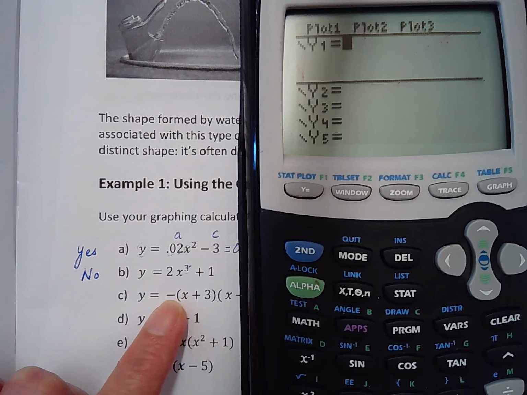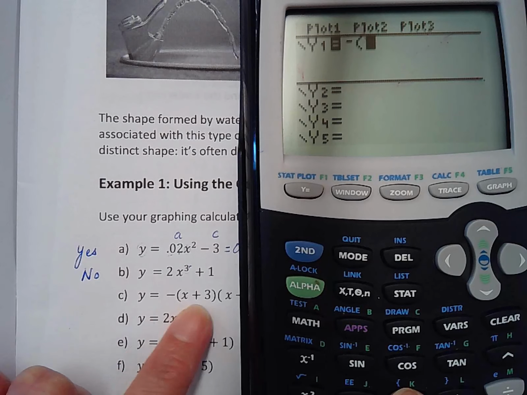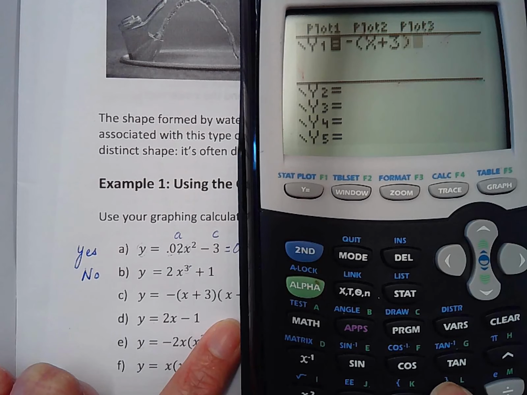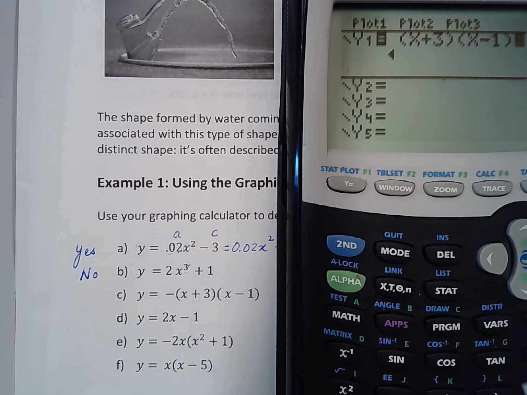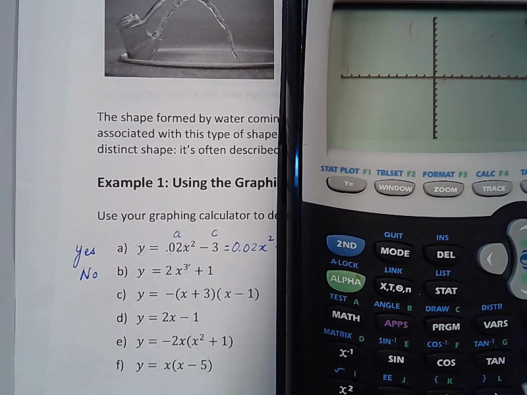Can you see here it's negative? So negative brackets x plus 3 and then brackets x minus 1. So is it? I'm gonna graph it because you're probably thinking, oh yeah, it is a parabola based on what the graph gave us.